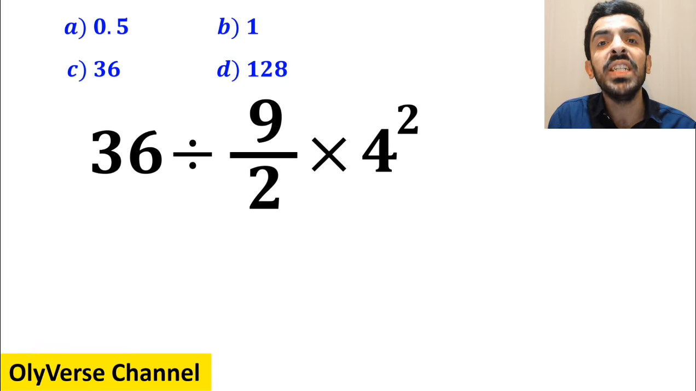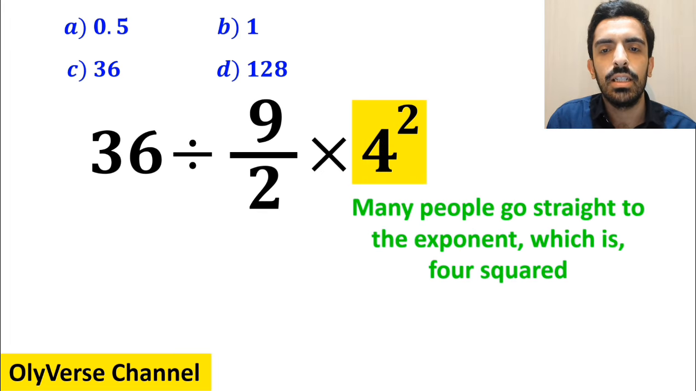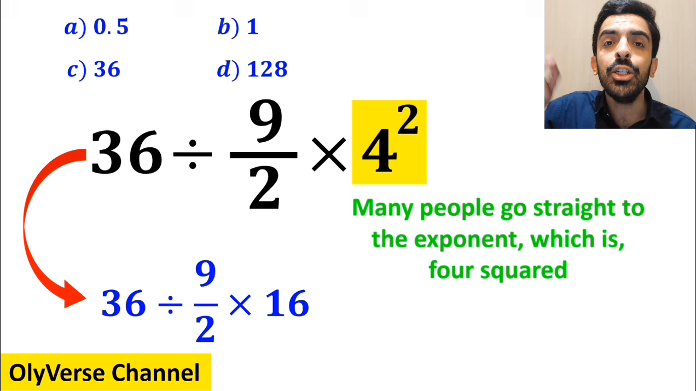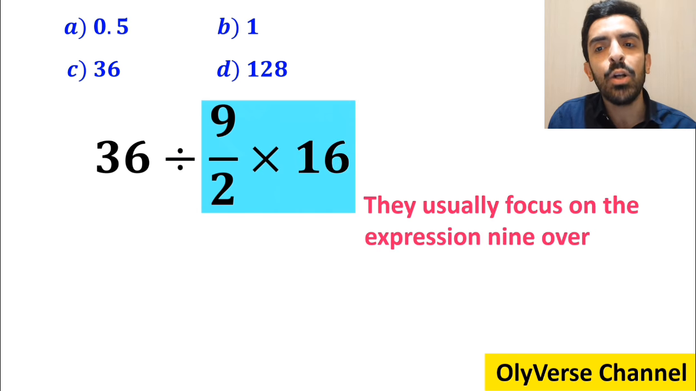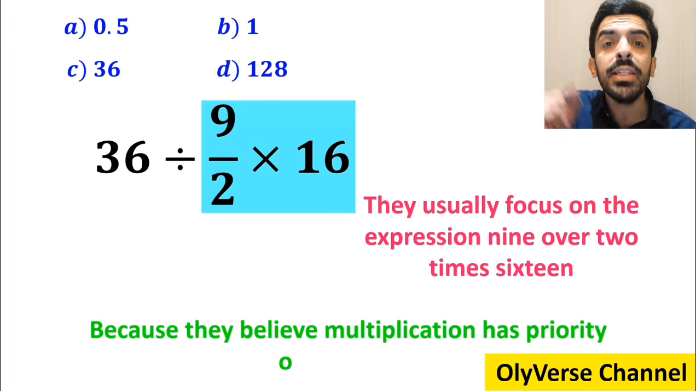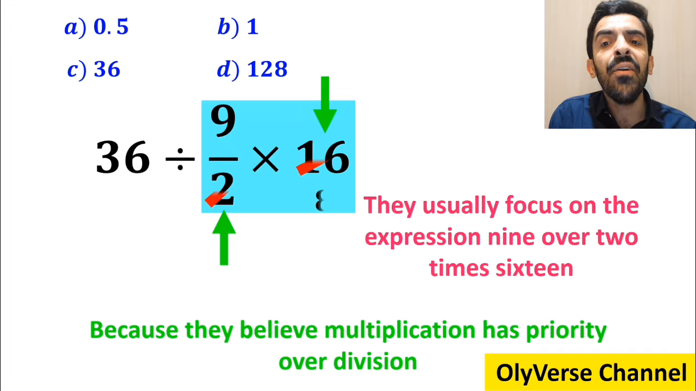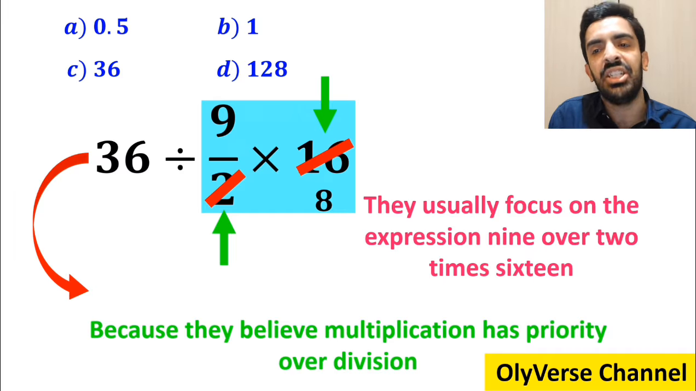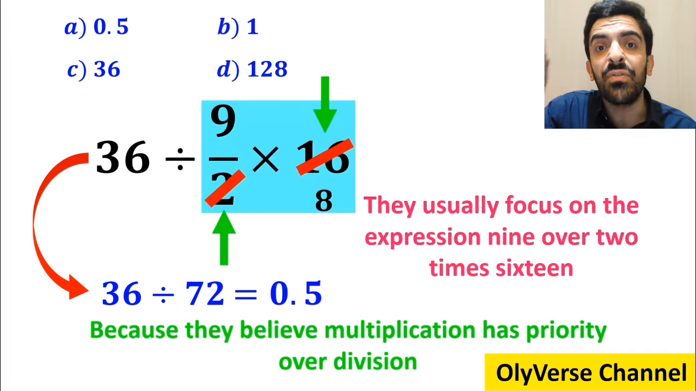And the first step of solving this question, most people go straight to the exponent, which is 4 squared. And they simplify the whole expression to 36 divided by 9 over 2 times 16. And the next step, they usually focus on the expression 9 over 2 times 16 because they believe multiplication has priority over division. Okay, as you can see in the image, they very easily cancel out 16 with the 2 in the denominator and write this expression as 36 divided by 72, which ultimately gives them the answer 0.5.